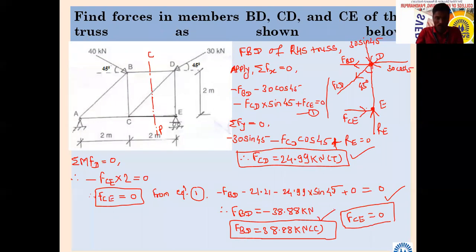This is the method of section. Section means to cut. You remember, method of section means we have to cut the truss, and we have to consider only any one half. While cutting, what precaution do we have to take?